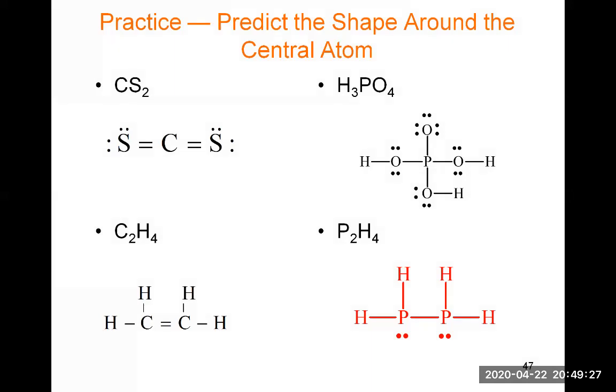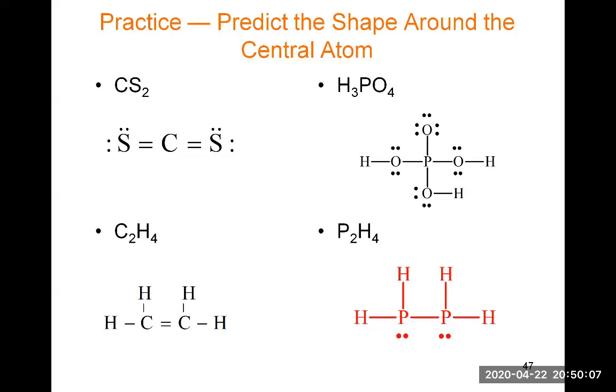So let's do some more practice by using the Lewis structures that we found earlier in this chapter. You already have the Lewis structures provided for you, and here you need to predict the shape around the central atom. Sometimes you have two central atoms, but you can see that the molecules are symmetrical. So when you decide the shape around one of the central atoms, it will be the same for the other central atom. So let's go through CS2.